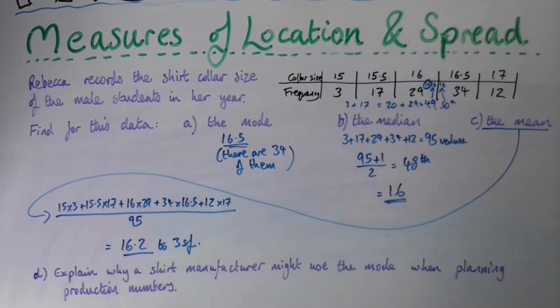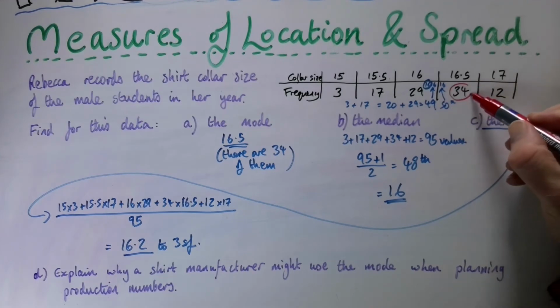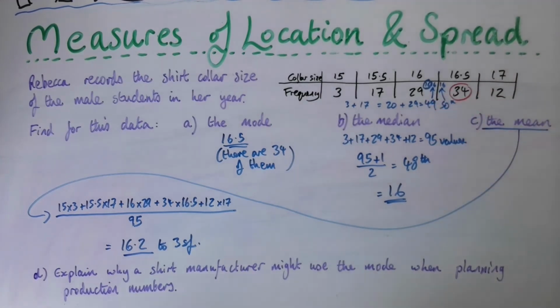So here it is. Why might a shirt manufacturer use the mode when planning production numbers? And that's simply because this is about real results and about which size is being wanted the most. Now our mean is telling us 16.2, our median is telling us 16, so we know it's somewhere between 16 and 16.5, but in terms of how many people are actually wearing 16.5 shirts, there's 5 more of them than there are wearing 16. Now that may just be the way it worked out in her year, or it may be something which would be useful. Certainly the shirt manufacturer who's selling shirts in that town would find that useful to know.